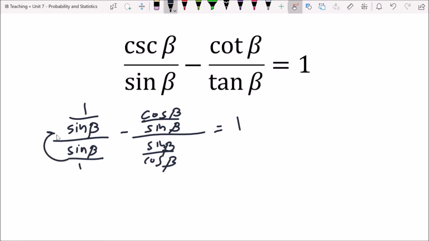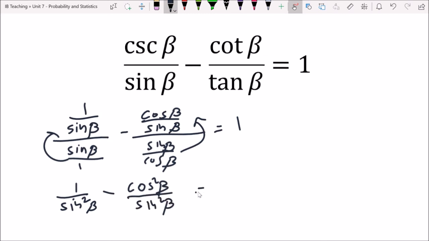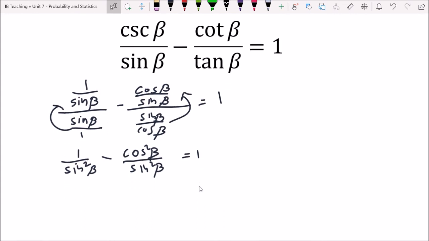So we'll multiply that up, and we'll multiply that up, and I'm going to get 1 over sine squared beta minus, and then when I flip this, the cosine goes on top, so I get cosine squared beta over sine squared beta equals 1. Need a little more space, so I'm going to scroll down and zoom out a little bit. And look at that. I have 1 minus cosine squared, which we saw recently, and guys, look, it's popping up. All these Pythagorean identities are all over the place.